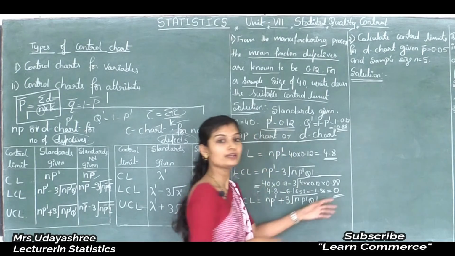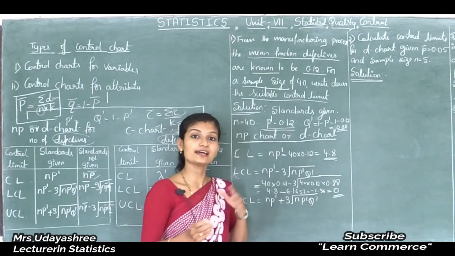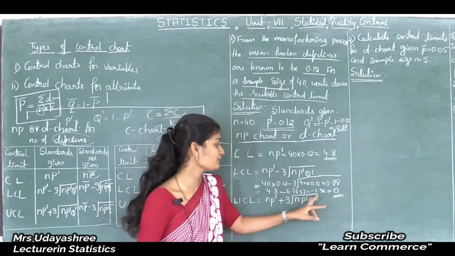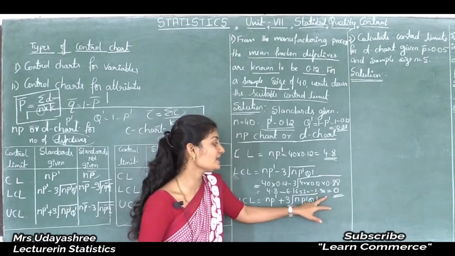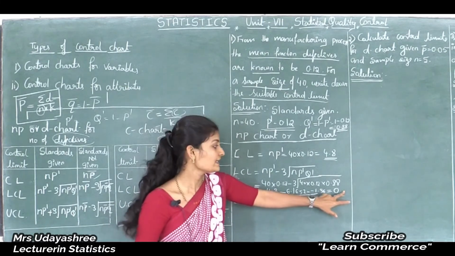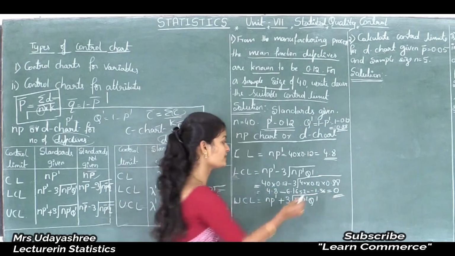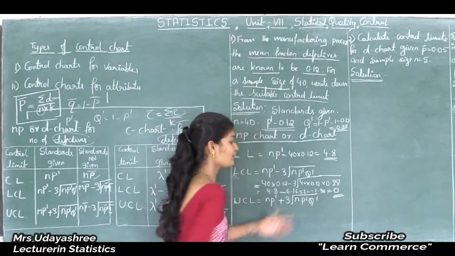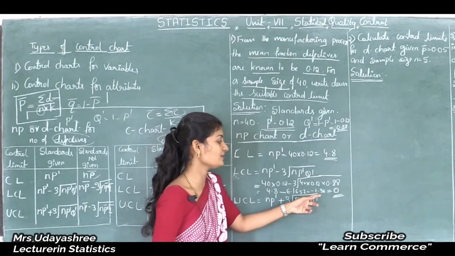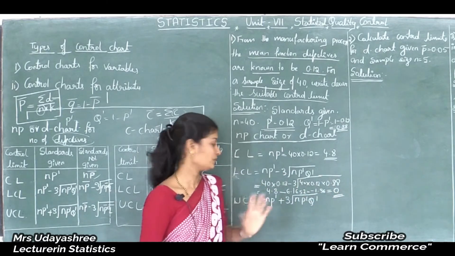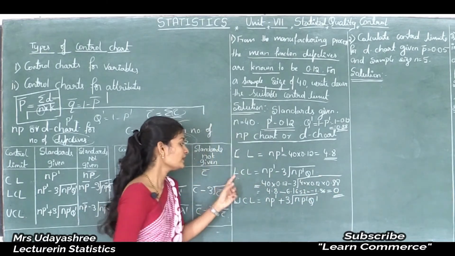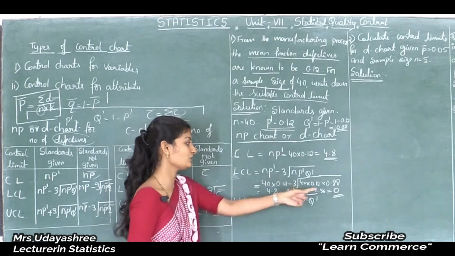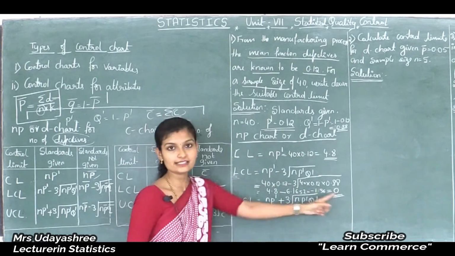So defective parts are in positive numbers. Therefore, here my negative values are considered to be 0 only. Okay, this is very important. In defective cases, negative values are considered to be 0 only. So here the calculated value of the lower control limit is 0.